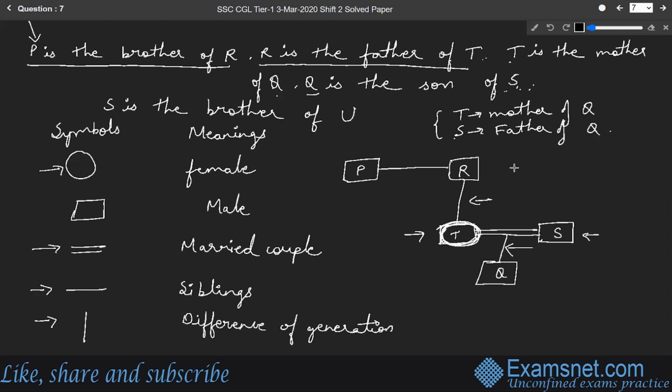Next is S is the brother of U. See, S is present here. S is the brother of U. Brother means both are male. So making U again here.